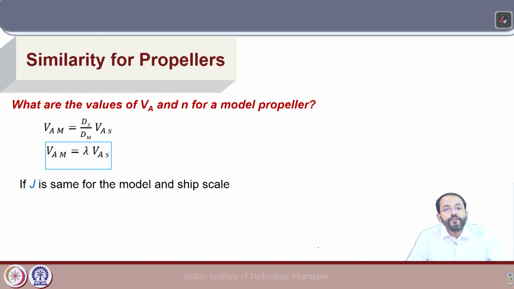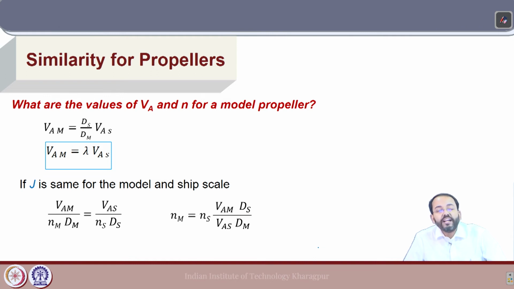Now, if we keep J, which is the advance coefficient, the same based on kinematic similarity, which must be maintained so that the hydrodynamic inflow angles are the same in the model and full scale. Based on that similarity, J is Va by nd. Now, we already know from Reynolds number similarity that the ratio between Vas and Vam is given by this equation.